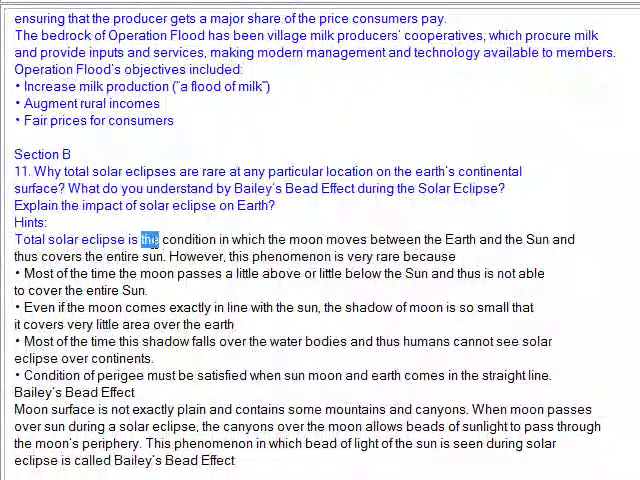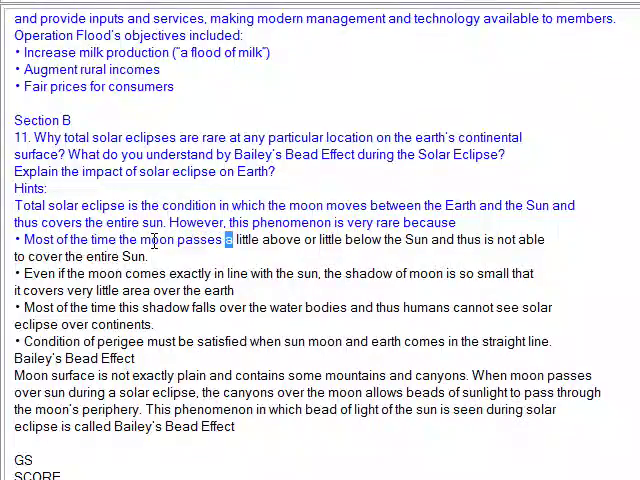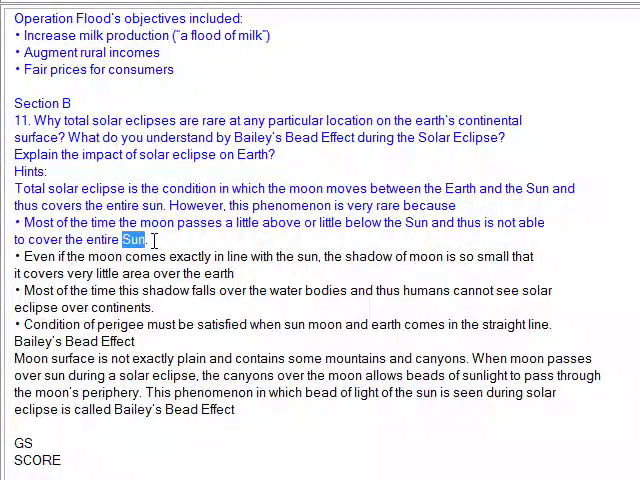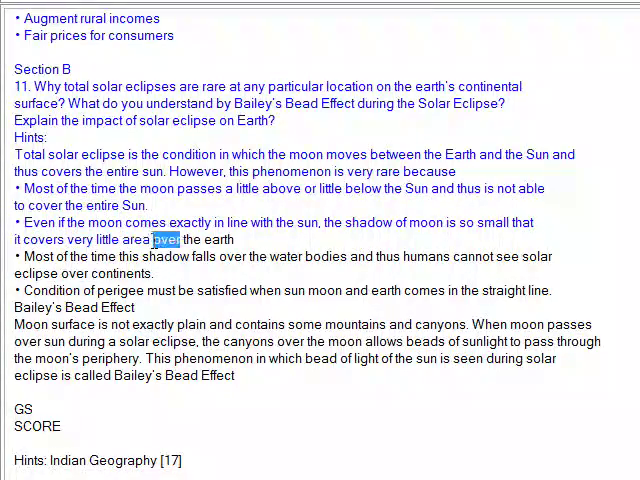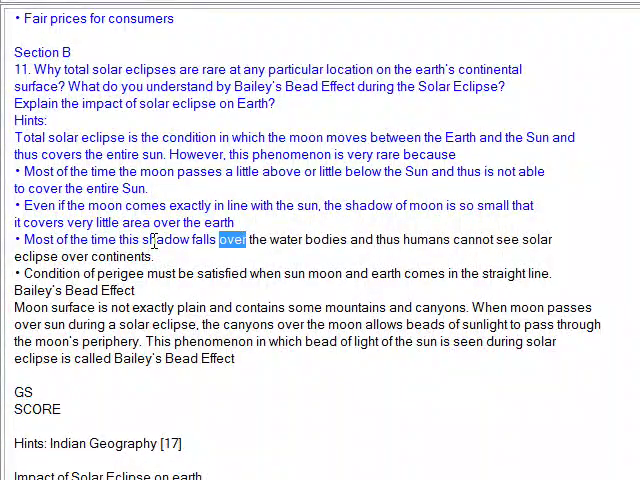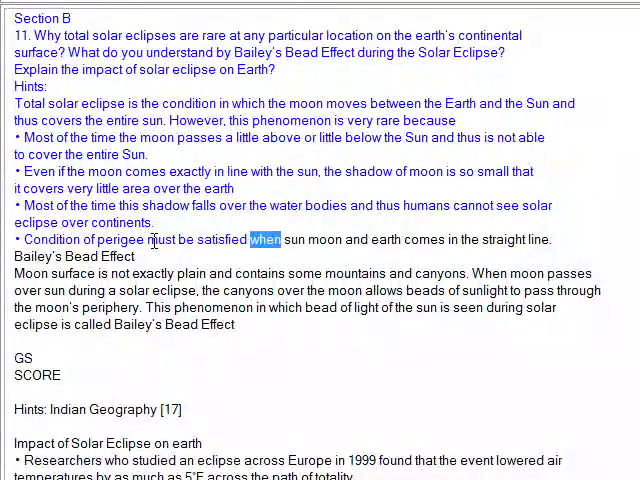Total solar eclipse is the condition in which the moon moves between the Earth and the Sun and thus covers the entire Sun. However, this phenomenon is very rare because most of the time the moon passes a little above or a little below the Sun and thus is not able to cover the entire Sun. Even if the moon comes exactly in line with the Sun, the shadow of the moon is so small that it covers very little area over the Earth. Most of the time this shadow falls over the water bodies and thus humans cannot see the solar eclipse over continents. The condition of perigee must be satisfied when Sun, Moon, and Earth come in a straight line.